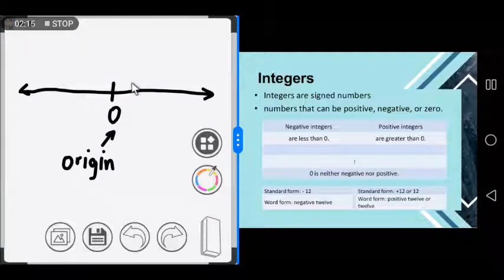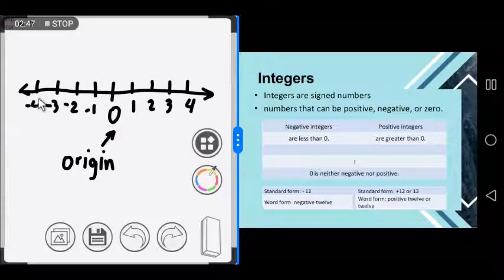Okay, the positive numbers are located on the right of our origin. So we have here 1, 2, 3, 4, and so on. And on the left side of the origin, we have the negative integers or the negative numbers. For the negative numbers, starting from the origin, we have negative 1, negative 2, negative 3, negative 4, and so on. The arrowheads on our number line tell us that it will extend endlessly in both directions.